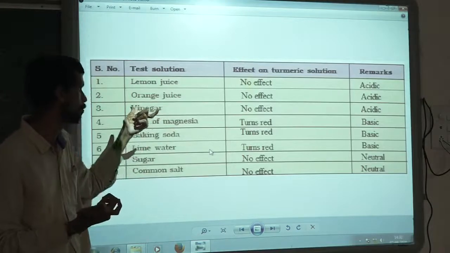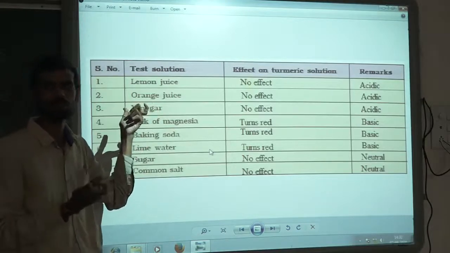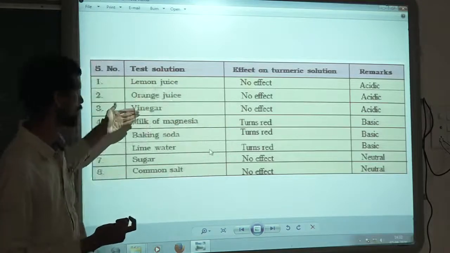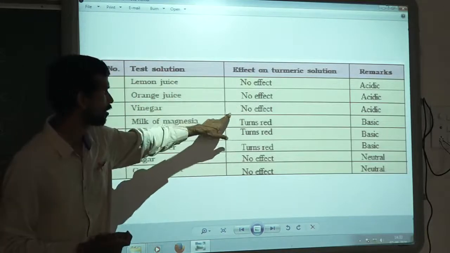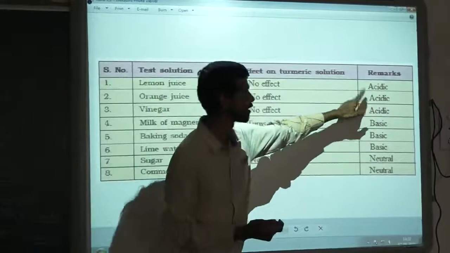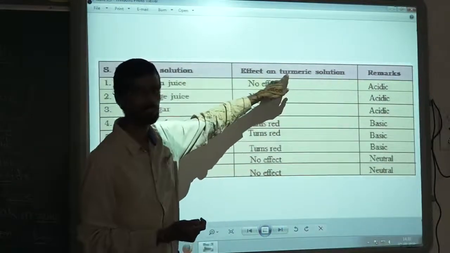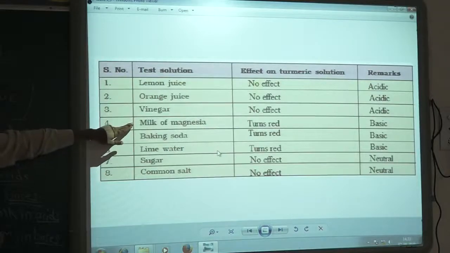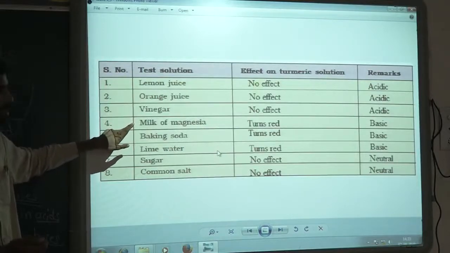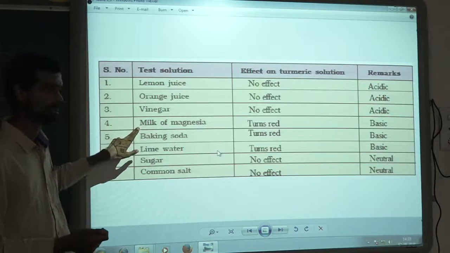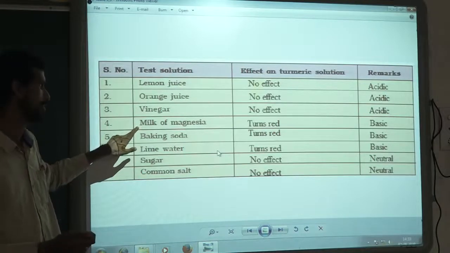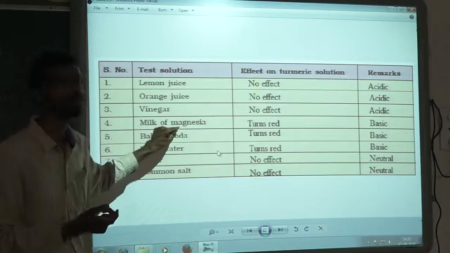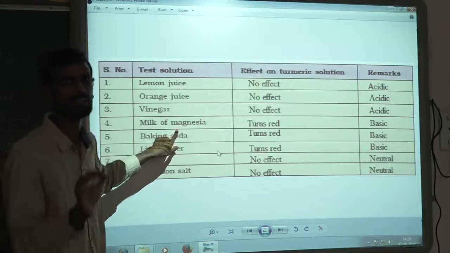Food products for various cooking purposes, vinegar is used. No effect because it contains acid. So all these three, no effect. What is the remark? Acidic. No effect on what? On turmeric solution. Then next, milk of magnesia. So this is magnesium hydroxide. Milk of magnesia is nothing but magnesium hydroxide. Its color is milky. That's why the name is given milk of magnesia.